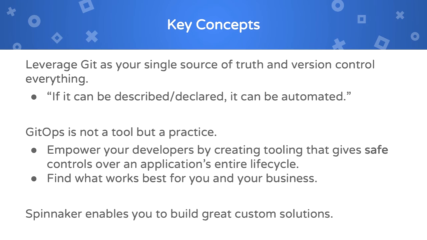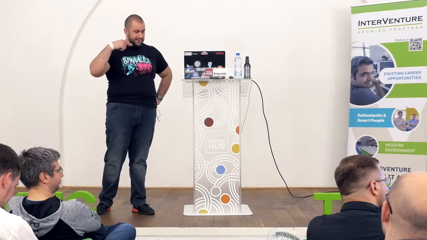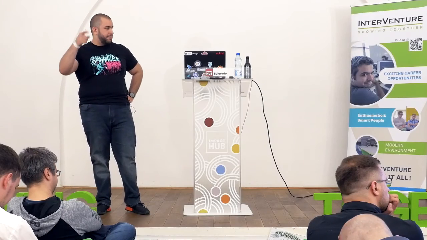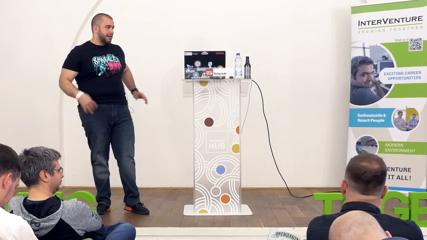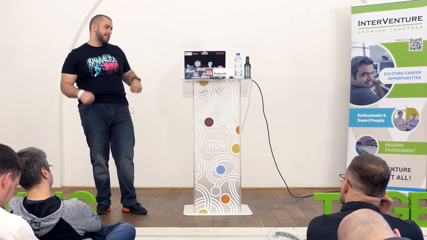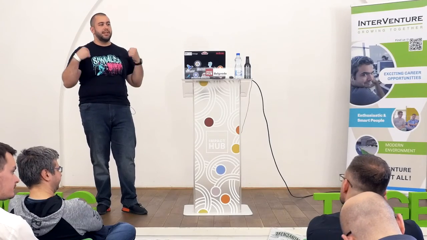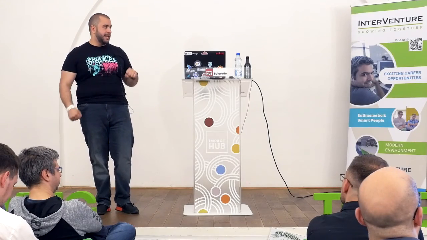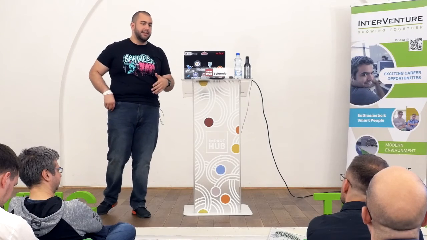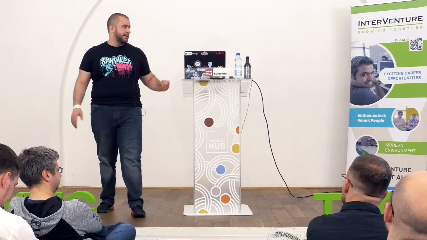So some of the key concepts: leverage Git as your single source of truth. If you think it's going to be changing, put it in Git. Don't put your secrets in Git. If it can be described and declared, it can be automated. GitOps is not a tool; it's a practice. You have to practice the concepts of thinking about things that make change in your infrastructure and putting them into Git repositories. Part of this is empower your developers to make those changes, but make it simple so they don't have to context switch, right?